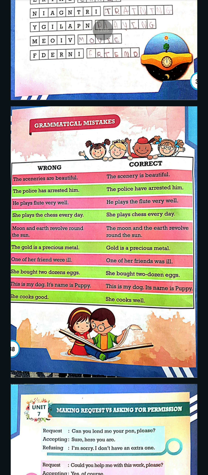The police has arrested him. That is wrong. The police have arrested him is correct. He plays flute very well. He plays the flute. Flute is an instrument, right? It's a specific instrument. Now, if you said he plays instruments very well, then okay. But he plays the instruments very well does not sound correct.